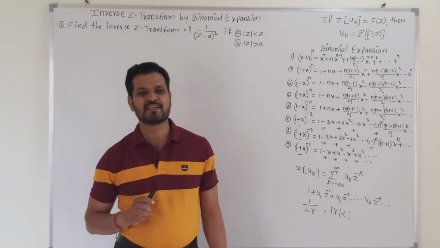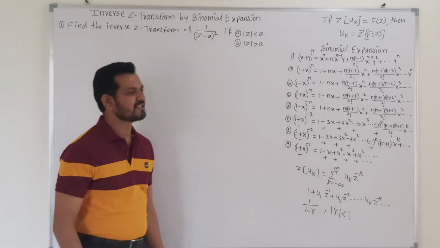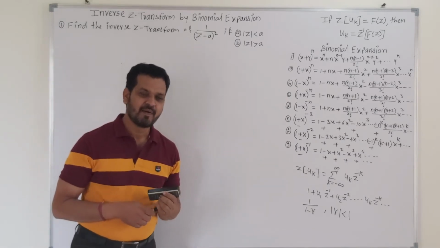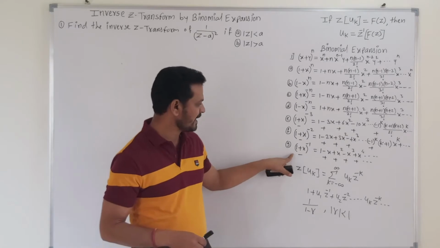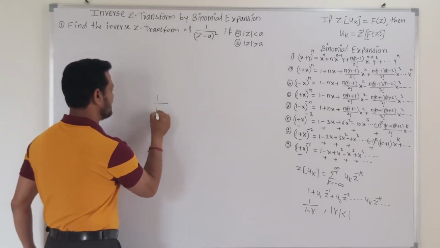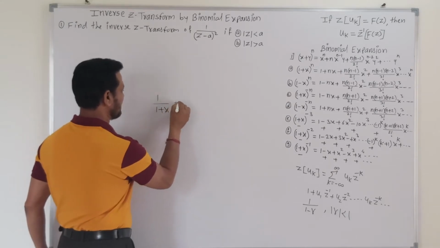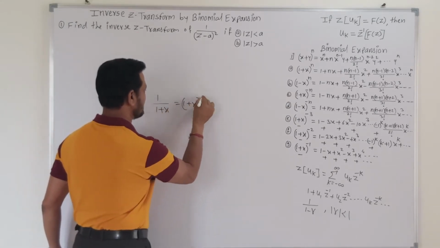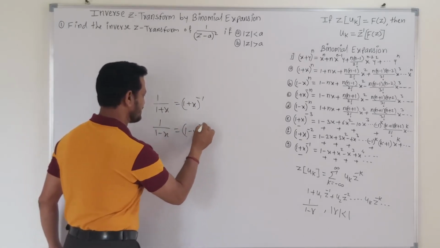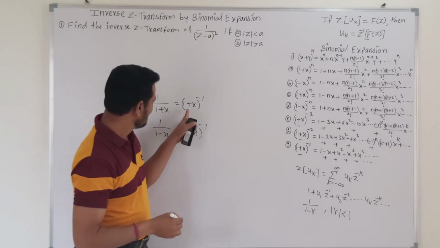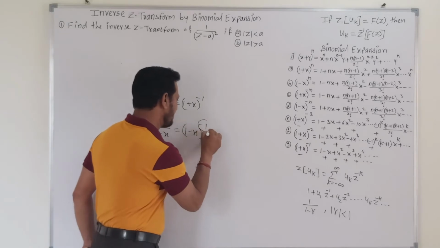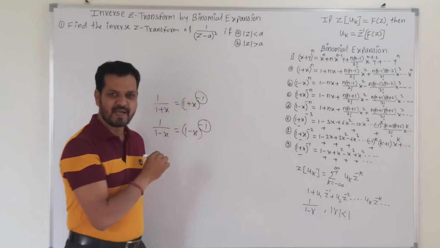Friends, in this video lecture we are learning how to find the inverse Z transformation with the help of binomial expansion. Already in our previous video lecture we learned how to solve the example based on such type of result. That means we solved the example based on the binomial expansion 1 plus x raised to minus 1, or 1 upon 1 minus x, which is 1 minus x raised to minus 1. So in our previous video lecture we solved the example based on such type of binomial expansion where the power of this type of term is minus 1.